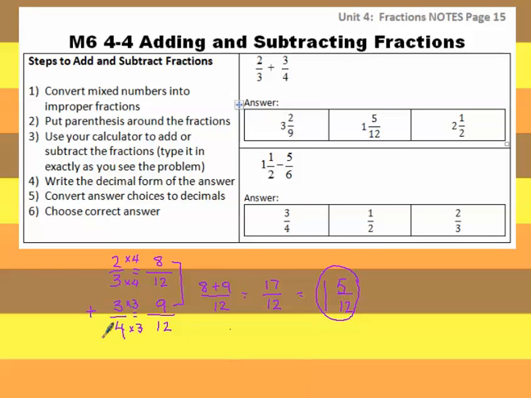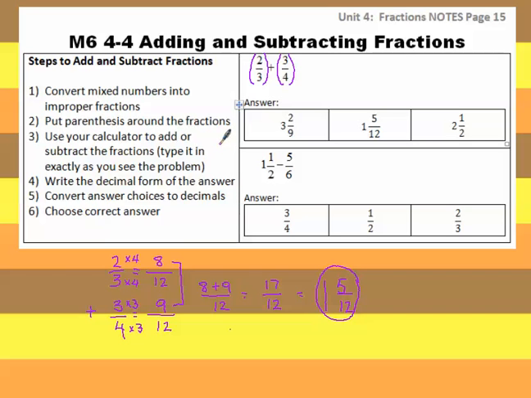Now, what if I am not good at this math and finding a common denominator and making equivalent fractions? Well, don't you worry, we have a solution. We are going to use these steps here to add and subtract fractions. So we are going to convert mixed numbers into improper fractions. If we look at this one, we don't have any mixed numbers. So we just have fractions. So we're good with step 1. Put parentheses around the fractions is step 2. So we're going to write parentheses around our fractions.